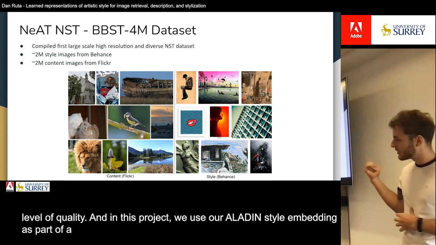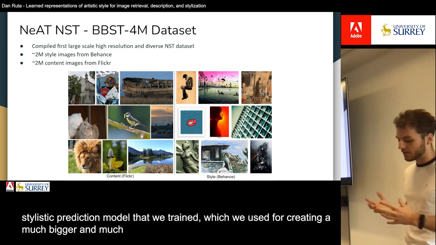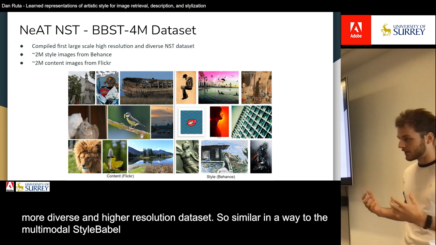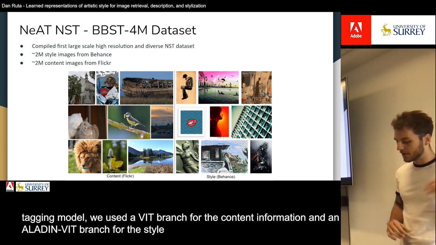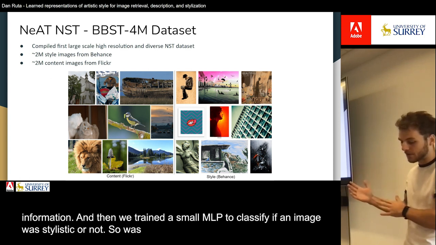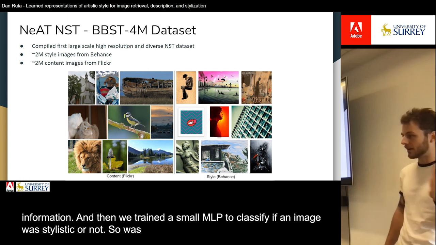And in this project, we use our ALADIN style embedding as part of a stylistic prediction model that we trained, which we used for creating a much bigger and much more diverse and high resolution data set. So similar in a way to the multimodal StyleBabel tagging model, we used a ViT branch for the content information and an ALADIN ViT branch for the style information. And then we trained a small MLP to classify if an image was stylistic or not.